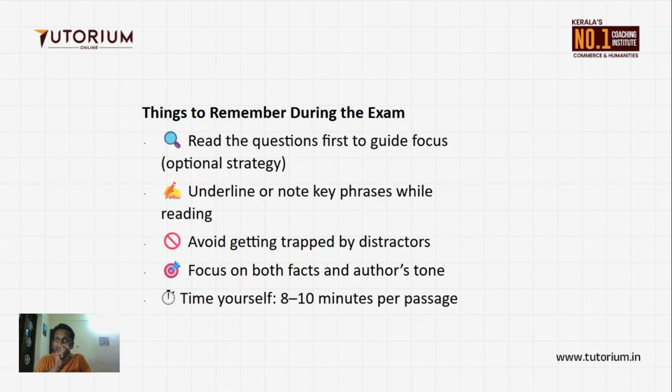And as you are reading, maybe when you're skimming, just underline or note key phrases. So as I said, words like however, therefore, in contrast to, on the contrary, furthermore, the information or the sentences that follow such words could be really important. Then of course, like in every passage, there are sentences in your reading comprehension passage which might not be that relevant, which might not be very important, which are distractors.